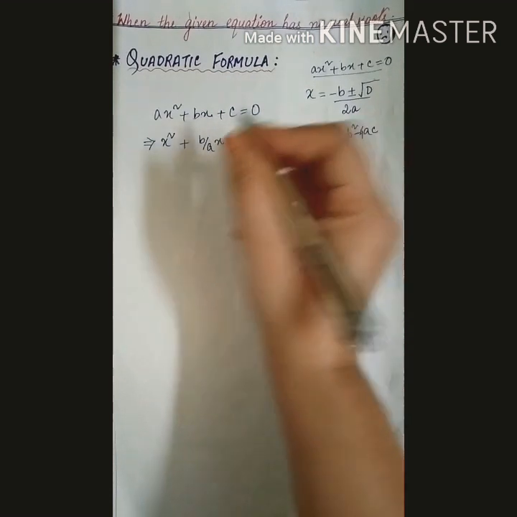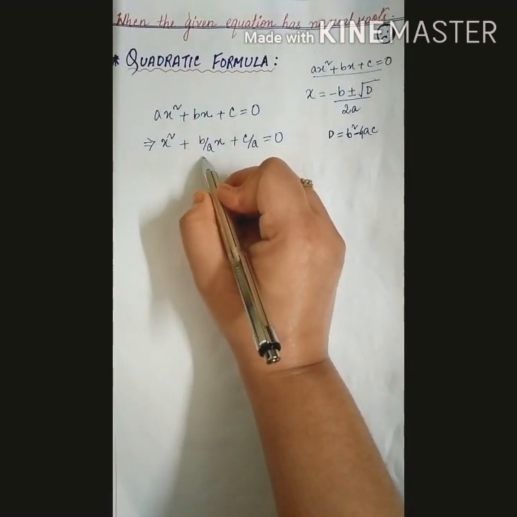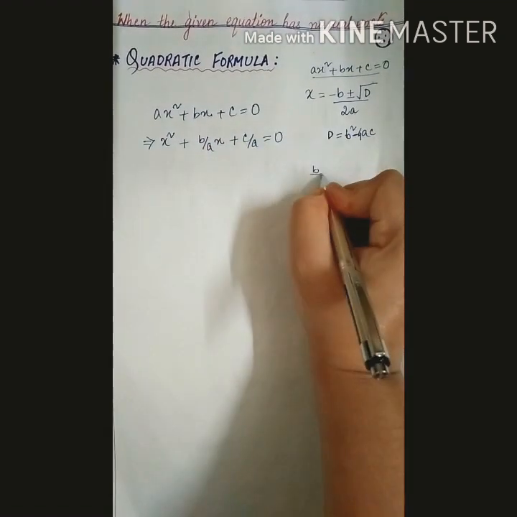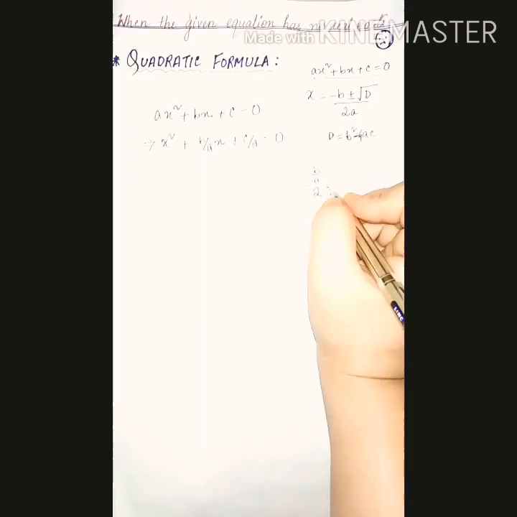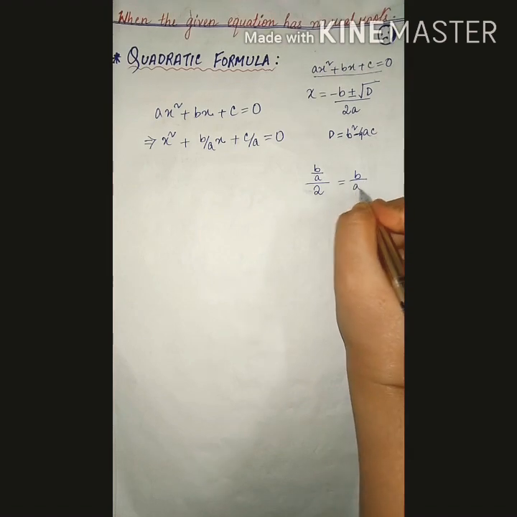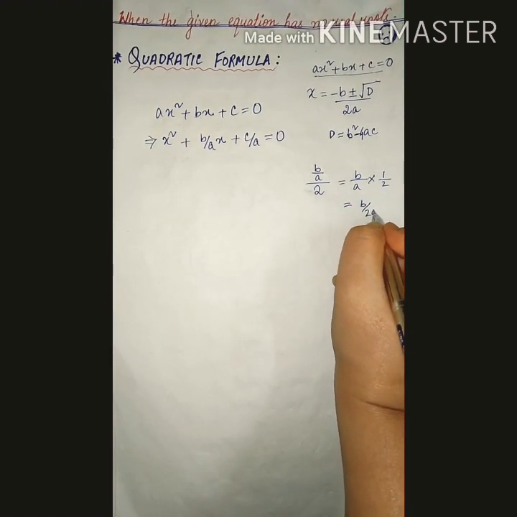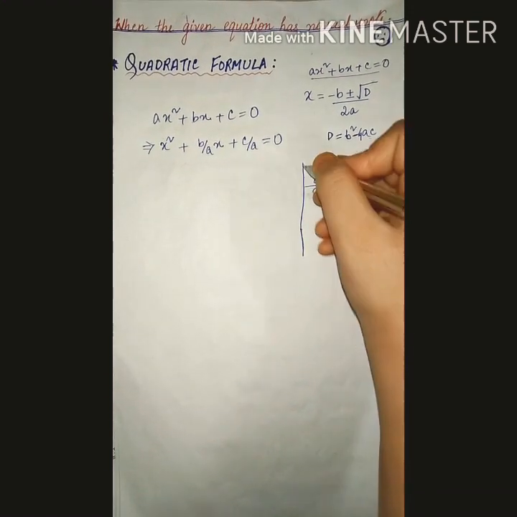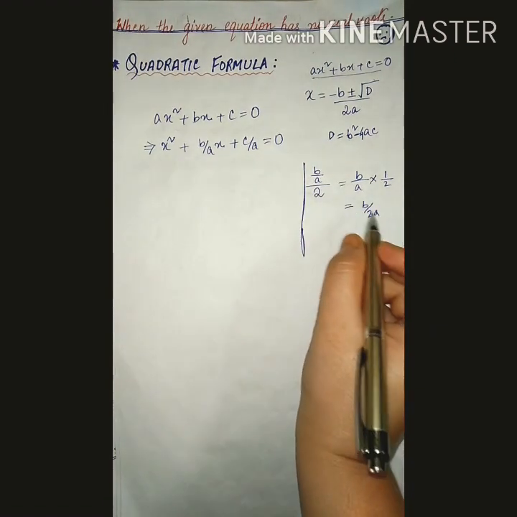Now what did we do? Try to make this b by a half of it. b by a, that means b by a divided by 2. In this way we did, which is b by a into 1 by 2, that means b by twice a. We did this in the previous class. If you have not seen it, just go through it. So b by twice a.